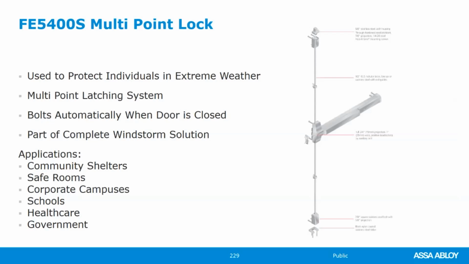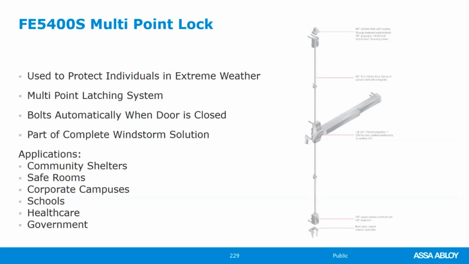Gives you a 3-point latching system, again, for those safe rooms, for those shelter areas, and the devices will still operate as an exit device. So you have that egress from the inside. You could have the trim on the outside. And again, part of a complete windstorm solution.